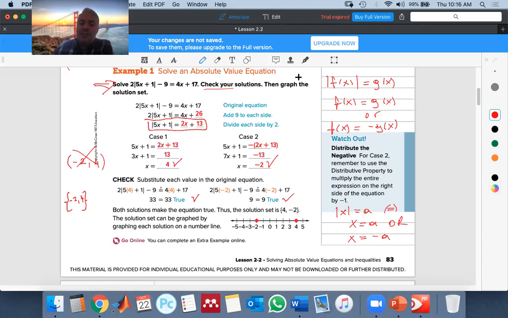Okay, and then the question says graph it. Graph the solution means on the number line, we show as closed dots, closed points, our solution set members. So -2 and 4. -2 is here and 4 is here. That's it. So this is the graph. Okay?